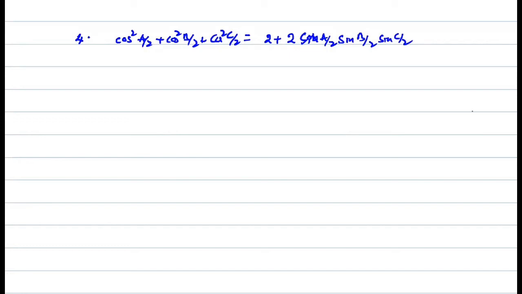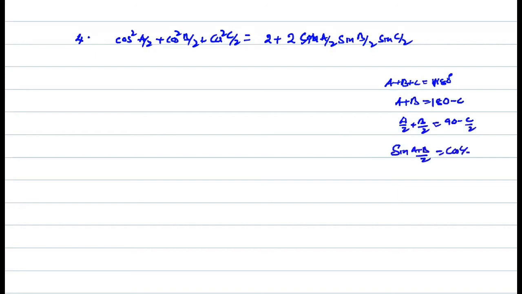A plus b plus c is equal to 180 degrees, the same value. And then a plus b is nothing but 180 minus c. A by 2 plus b by 2 is equal to 90 minus c by 2. Sine of a plus b by 2 is equal to cos c by 2. And the cos of a plus b by 2 is sin c by 2.